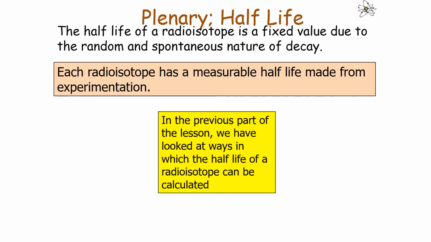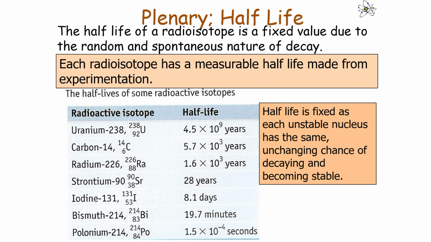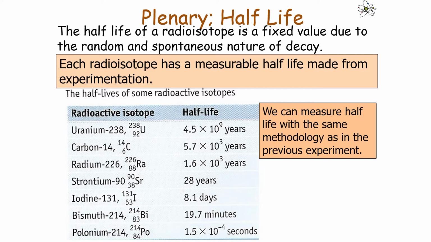Now the half-life of a radioisotope is a fixed value due to the random and spontaneous nature of the decay. So each radioisotope has a measurable half-life which we've determined from experimentation. Now in the previous parts of lessons we've looked at ways in which the half-life of a radioisotope can be calculated. Now it's important to note that half-life is fixed as each unstable nucleus in a particular sample has the same unchanging chance of decaying and becoming stable. Now we can measure half-life with the same methodology as we've looked at in previous experiments.